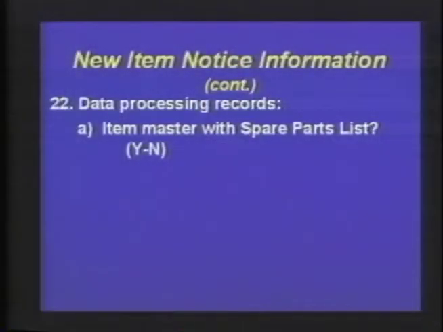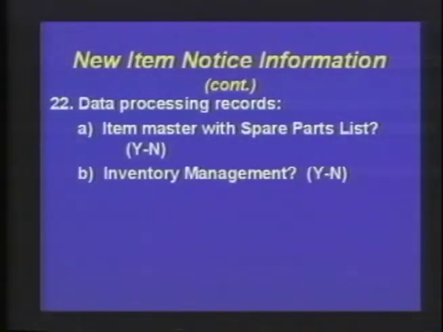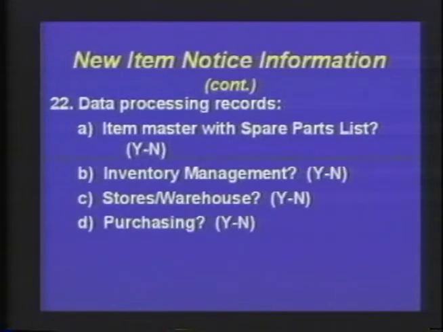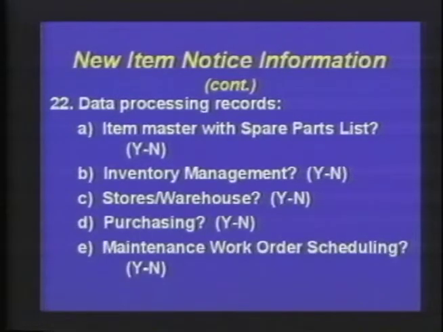And then we want to make certain that we are updating all of the various records, whether they're manual or computerized, and that would include the item master record with the spare parts, the inventory record, the storeroom record, the purchase record, the maintenance work order planning and scheduling record, and then the financial data.